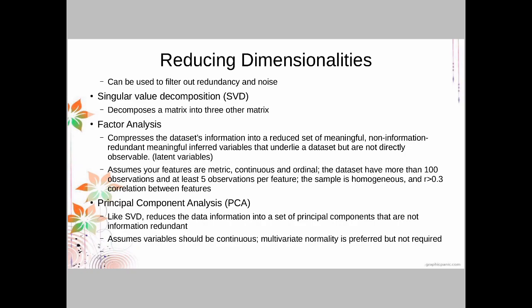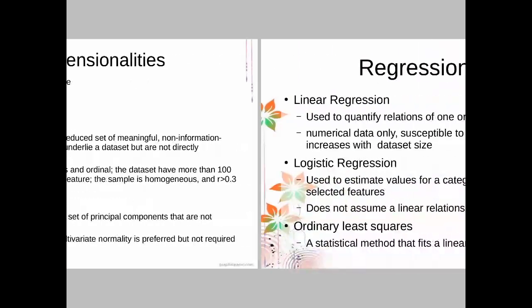And then the last one is principal component analysis. PCA is the favorite tool, especially when dealing with biological data. For example, in microarray analysis and gene expression data, they use PCA. In PCA, you are going to group data, similar to clustering but not necessarily. It reduces data information to a set of principal components that are not information redundant. So several data can be summarized as a single data. It assumes variables should be continuous. Multivariate normality is preferred, but it is not required.